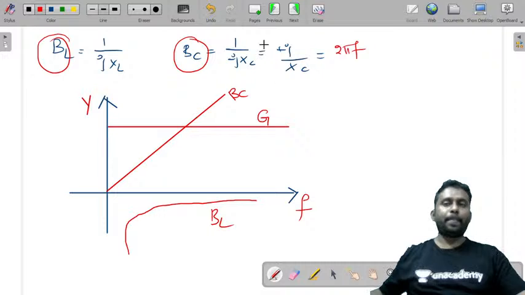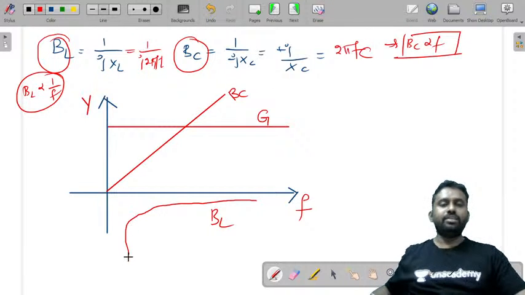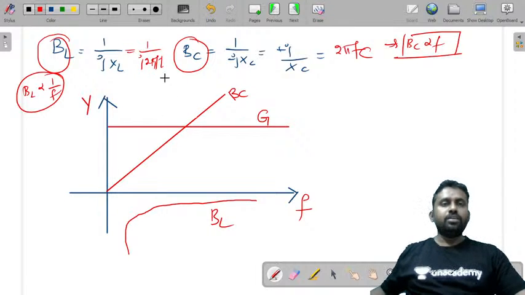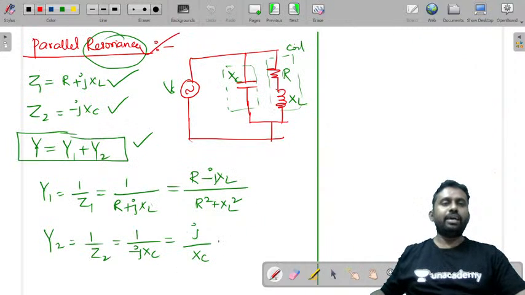So this is a variation, 2 pi FC. BC is directly proportional and BL is inversely proportional, that is 1 by j omega is 2 pi FL. So BL is inversely proportional to frequency, and here BC is directly proportional to frequency. This is directly proportional, this is inversely proportional to frequency. So hope you have understood this anti-resonant circuit. This is parallel resonant circuit.